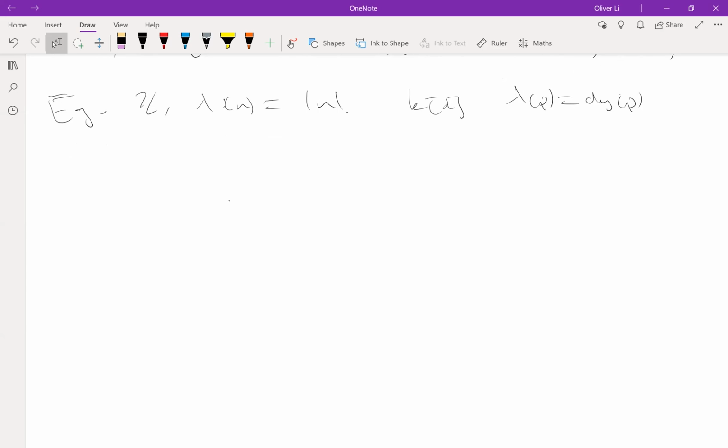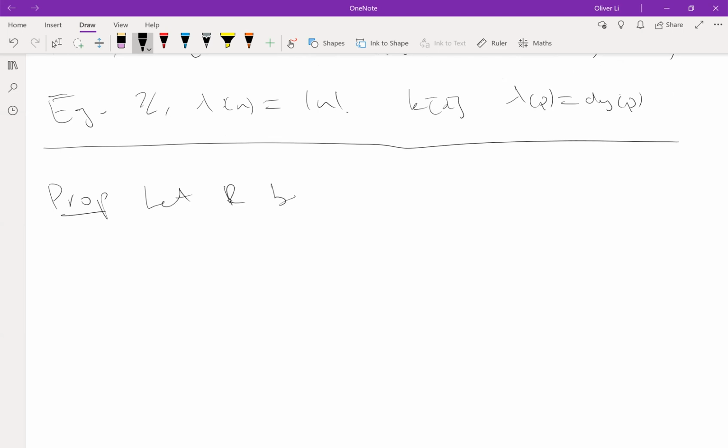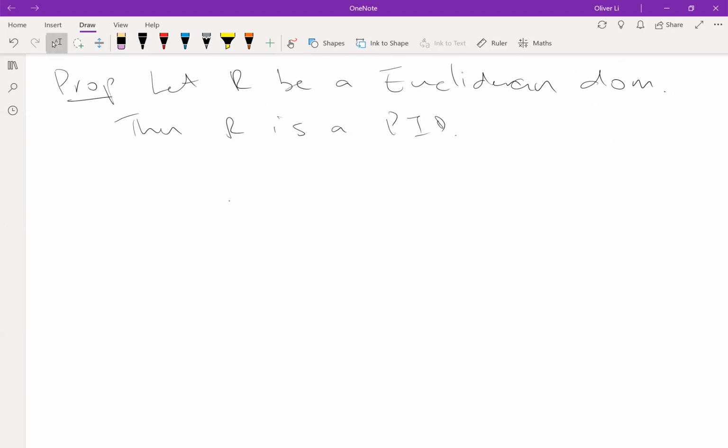What's particularly interesting about this is the proposition I'm going to use now. Proposition: if R is a Euclidean domain, then R is a principal ideal domain. For those who might have forgotten, a principal ideal domain is simply an integral domain where every ideal can be generated by a single element. The proof is quite short actually.